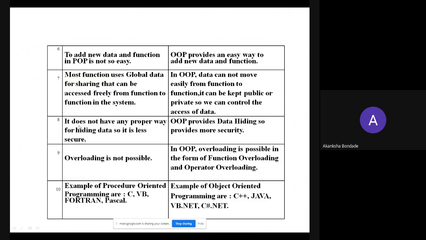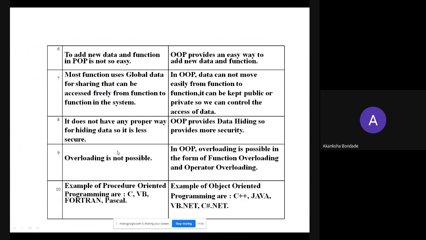Now, procedure-oriented programming does not have any proper way of hiding the data, so it is less secure. But object-oriented programming gives the feature of hiding the data. That's why OOPs is more secure. Now, in procedure-oriented programming, overloading is not possible. But in object-oriented programming, overloading is possible in the form of function overloading and operator overloading. Function overloading means what? The same function name with different parameter lists.